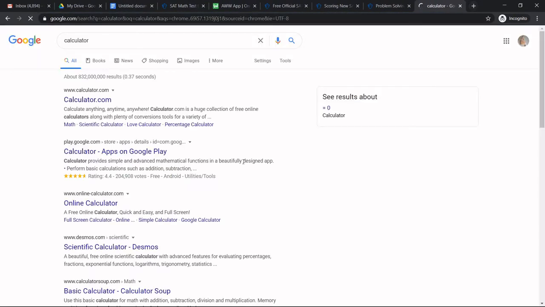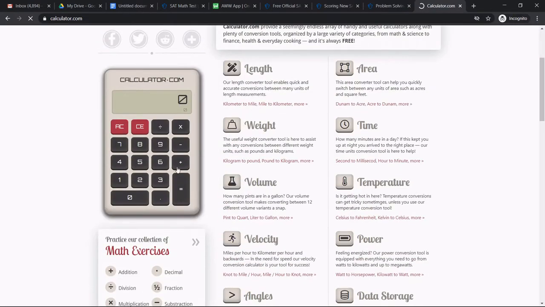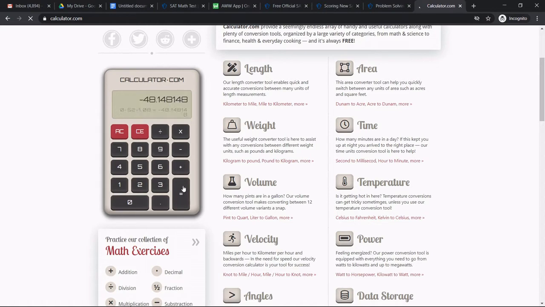Calculator. Oh, I thought Google had a calculator. Negative 52 divided by 1.08.